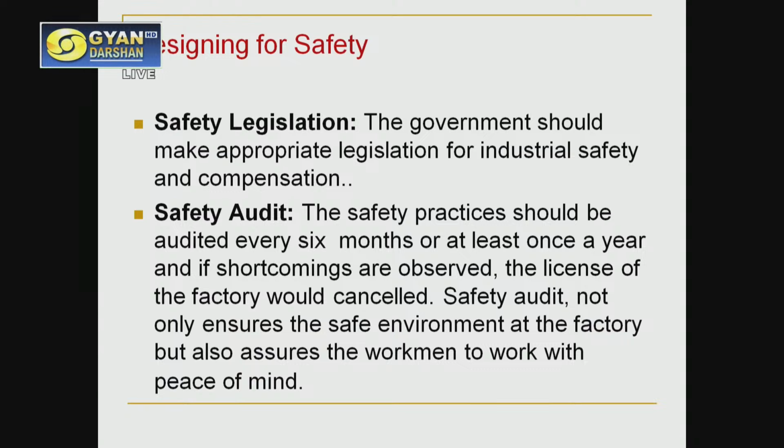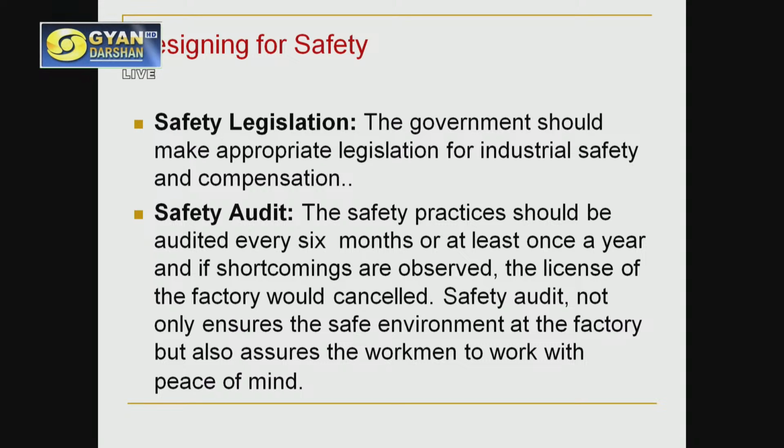Another important pillar is the safety legislation. The government should make appropriate legislation. Legislation is a set of rules and regulations for industrial safety, and it provides compensation wherever an accident has occurred. So whoever suffers in those accidents, as per the industrial safety norms, they have to be paid compensation. So safety legislation covers mainly compensation as well as safety regulations.